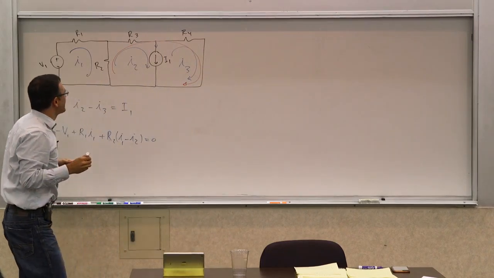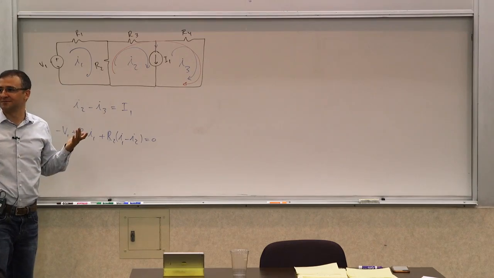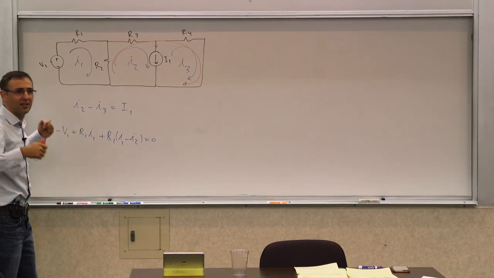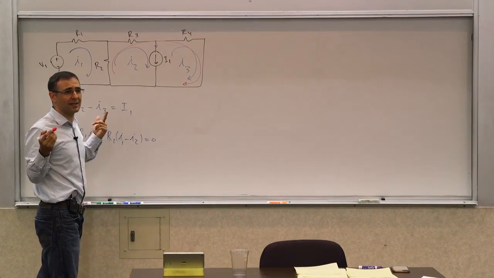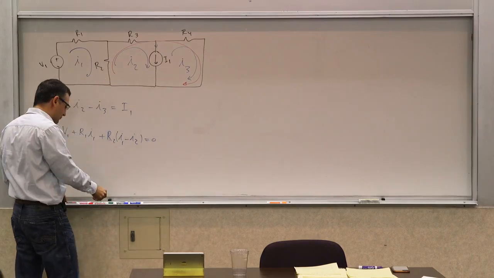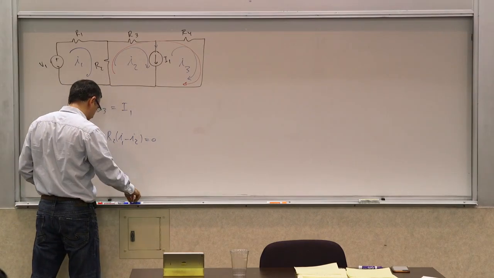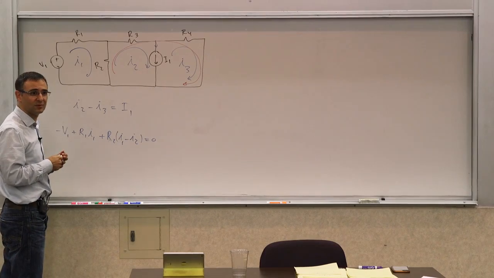All right. So this is a super mesh. I mean, it technically is a loop, right? They call it super mesh. It's a loop. KVL still applies to it. Not KCL. KVL applies to it still. Let's see if I can write KVL around that. Does anyone want to take a stab at it? It's not that difficult. Yeah, go ahead.